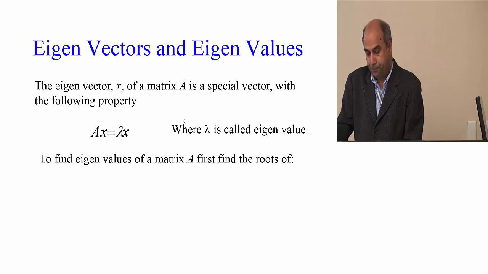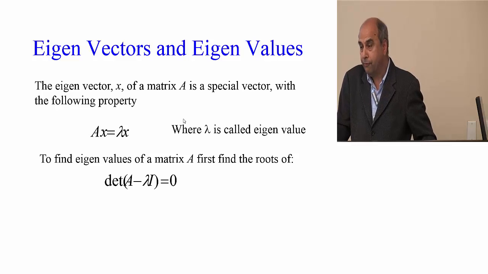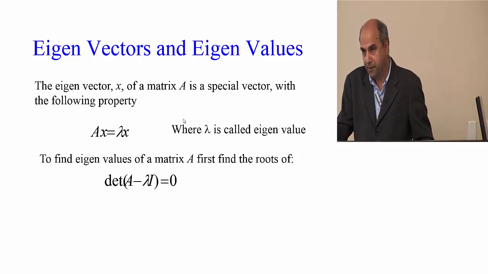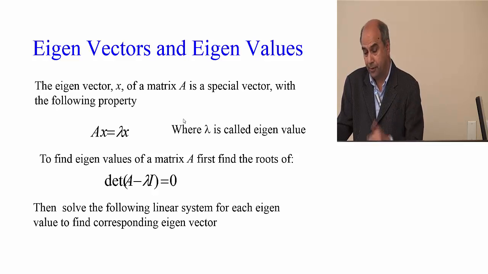So how do we find the eigenvalues and eigenvectors of a matrix A? The way we are going to do it, we take matrix A and subtract from it lambda multiplied by the identity matrix, where I is the identity matrix. Find the determinant of that and set it equal to 0, and that gives you a polynomial. Find the roots of the polynomial. These are the eigenvalues. Once you know the eigenvalues, you can apply the definition of eigenvalue and eigenvector to find the eigenvectors.